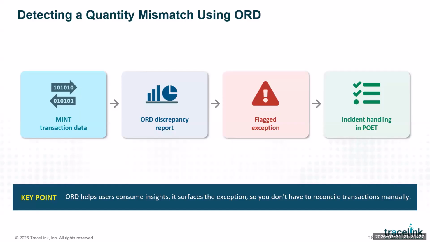The flow looks like this. ORD reports are built using Mint's business objects. Mint transaction data feeds into an ORD discrepancy report. That report flags the exception, and that flagged exception is what leads to incident handling in POET. The key point here is that ORD helps you consume the insight. It surfaces the exception for you, so you're not reconciling rows of transactions manually.